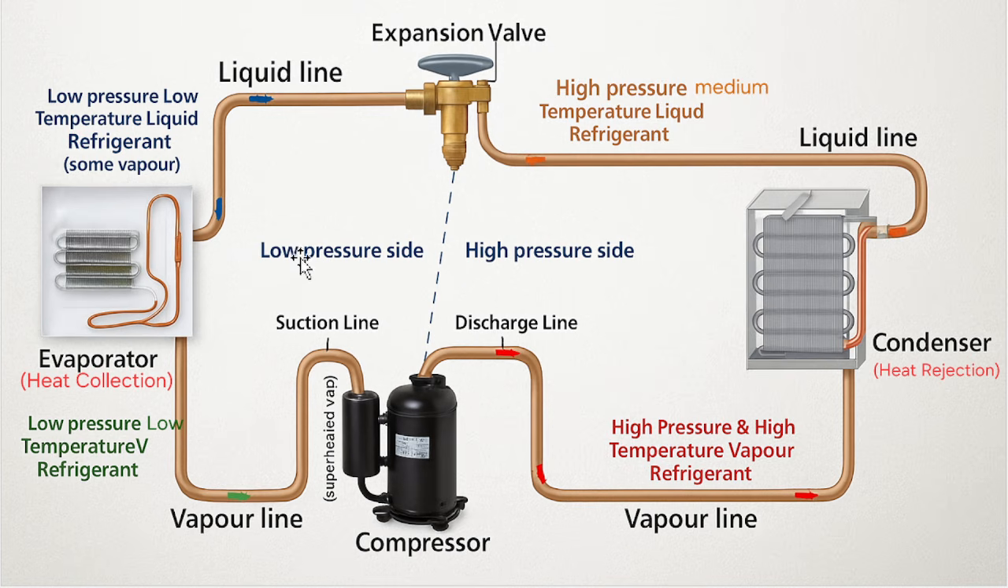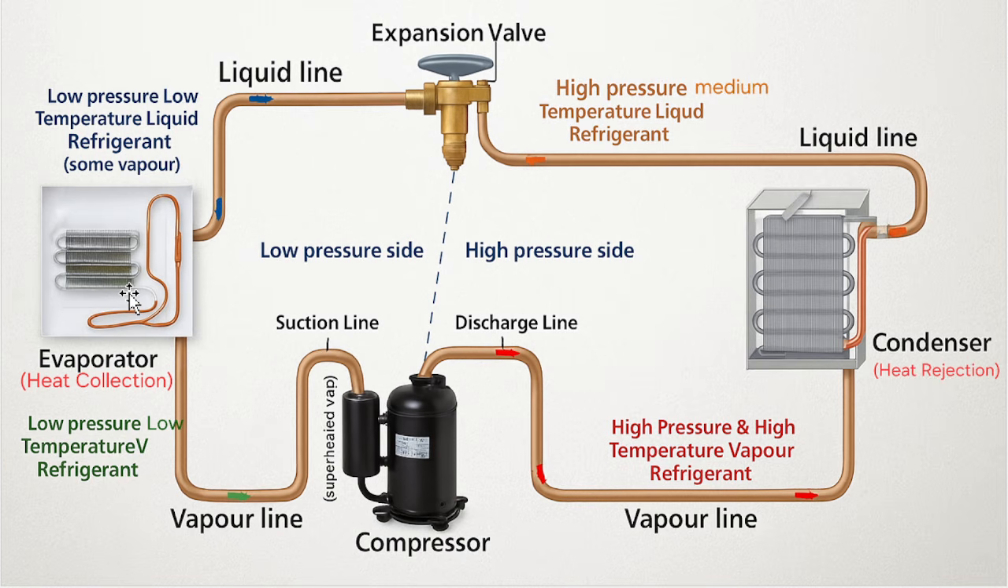So after the expansion valve, the low pressure, low temperature liquid refrigerant, some of which has converted into vapor form, enters the evaporator. This is the evaporator. Now this evaporator is located inside the freezer or refrigerator, typically behind the vegetable compartment. You may not see it, it is just hidden behind the vegetable compartment. Here the most crucial process takes place: heat exchange occurs.